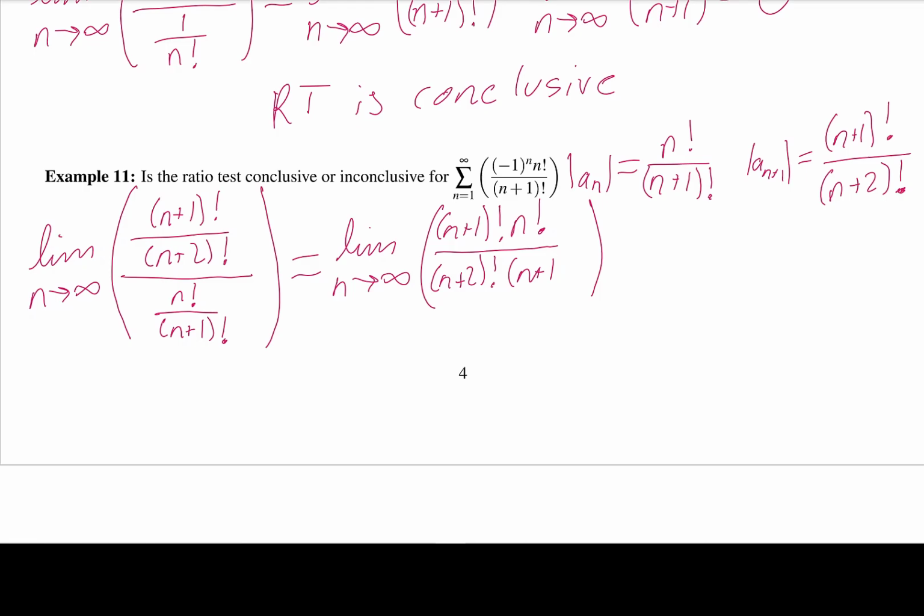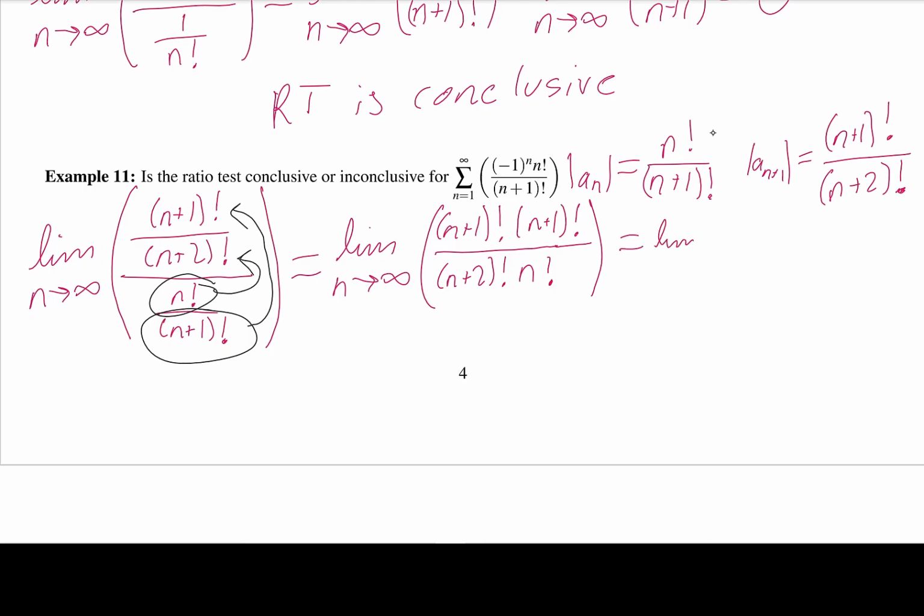And I just absolutely messed this up. Sorry, I should have kept track of these. So this goes to the bottom. This will go to the top. Okay. So then this should be n plus 1 factorial times n plus 1 factorial on top. And then we'll have n plus 2 factorial times n factorial on bottom.